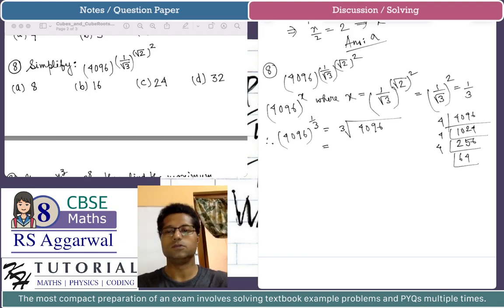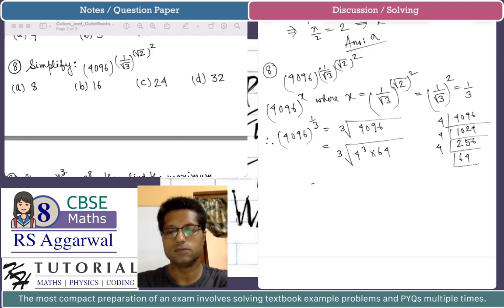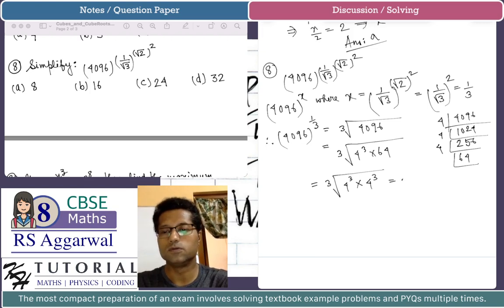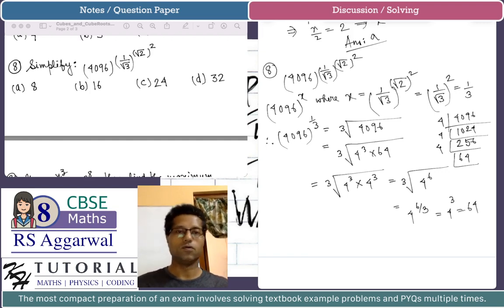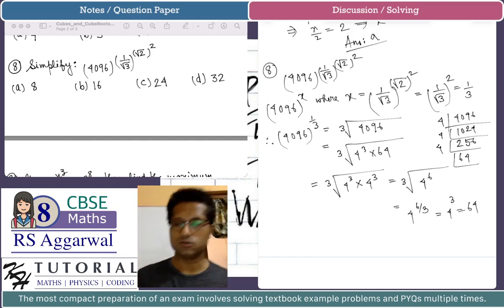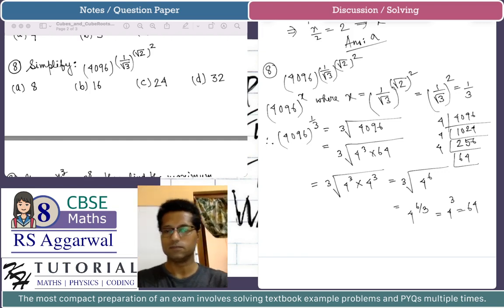Okay, so the cube root of 4096 is nothing but 4 cube multiplied by 64. This is equal to cube root of 4 cube multiplied by 4 cube. This is equal to cube root of 4 to the power 6. This is equal to 4 to the power 6 by 3. This is equal to 4 to the power 3, which is equal to 64. And we are not having the choice as 64. Let me see, I might have done something wrong.